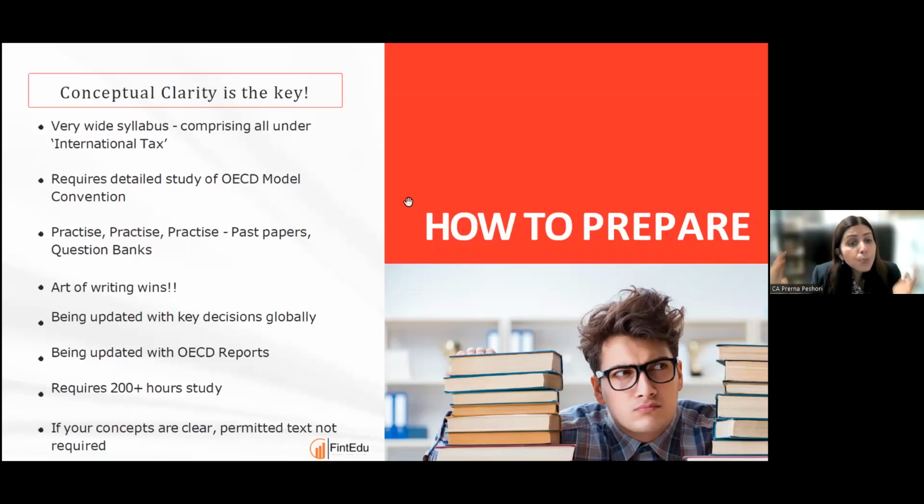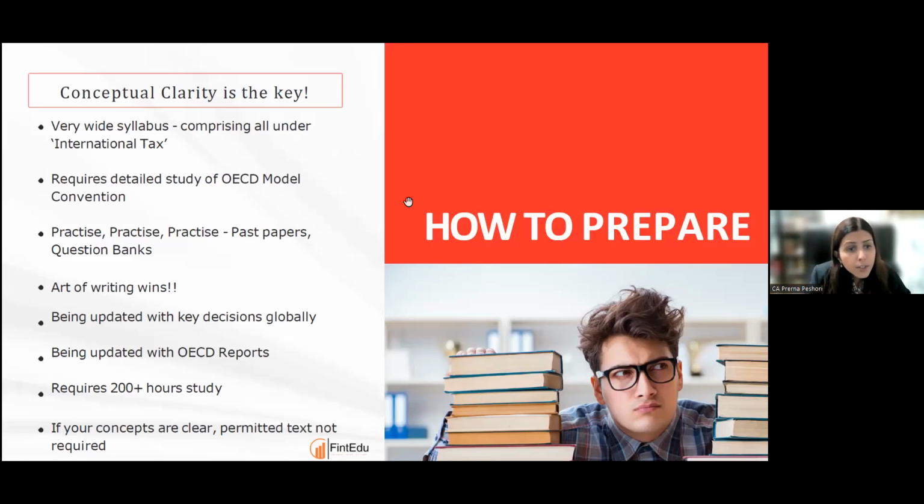For example, the UK Supreme Court rendered the decision in the Fowler case concerning the interpretation of the tax treaty. The Indian Supreme Court has recently given the decision on the most favored nation clause. It is important as to how we understand the tax treaty. So you have to stay updated.